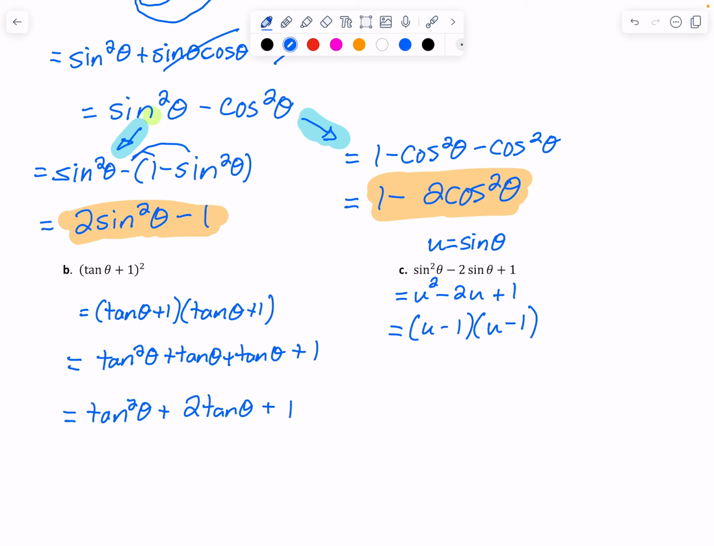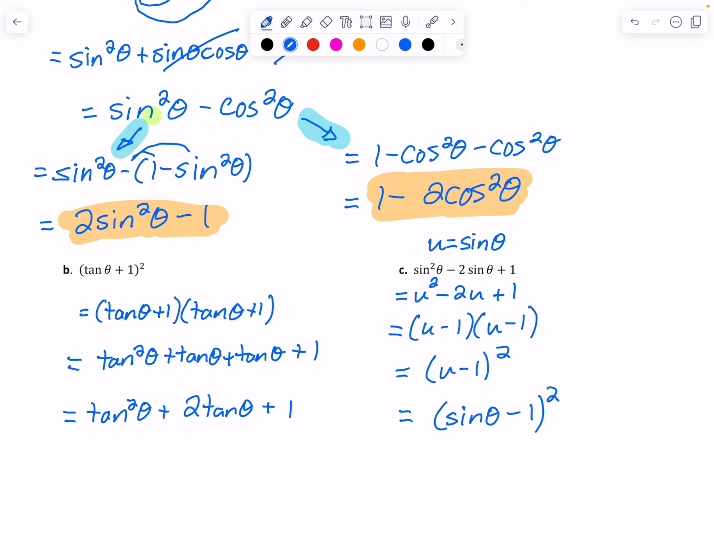If you need help, you've got to reach out to me. I have some videos that'll clear that up. It'll take work, it'll take some reps, but I can fix your factoring. Okay, and then u minus 1 times u minus 1 is u minus 1 squared. And then we can replace u with sine theta. Make sure you're writing your theta. You'll miss it if you don't. Sine theta minus 1 squared.